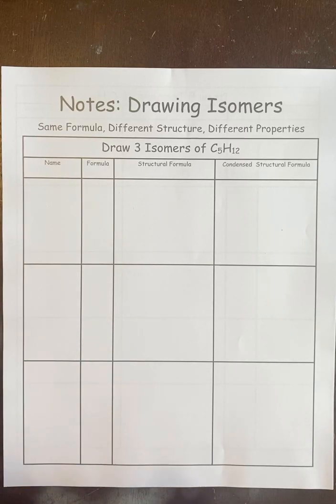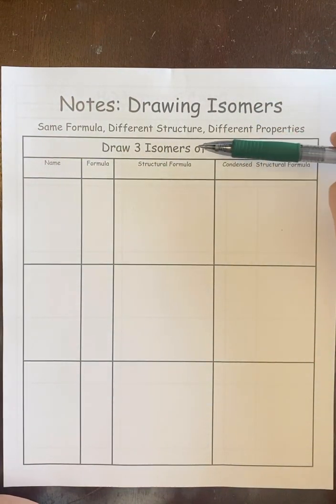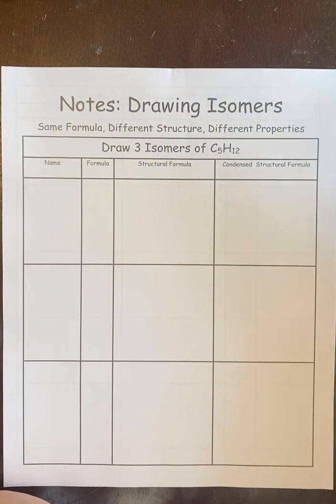Today we are going over how to draw isomers. Just to review, an isomer is when you have the same chemical formula but a different structure, and therefore different properties. It's the structure that causes the properties to be different. Students notoriously have trouble drawing isomers, so I'm going to take you through it step by step.